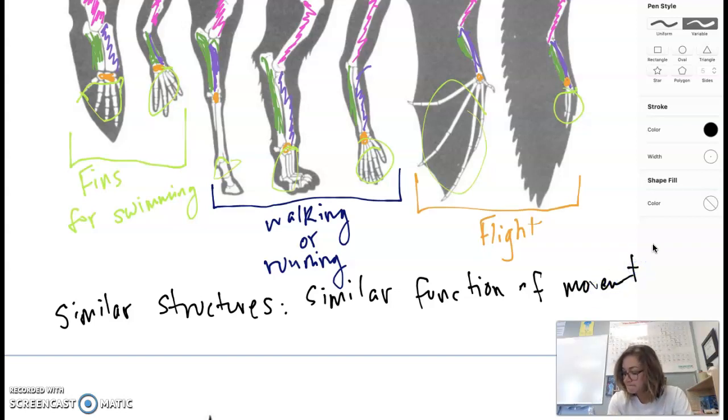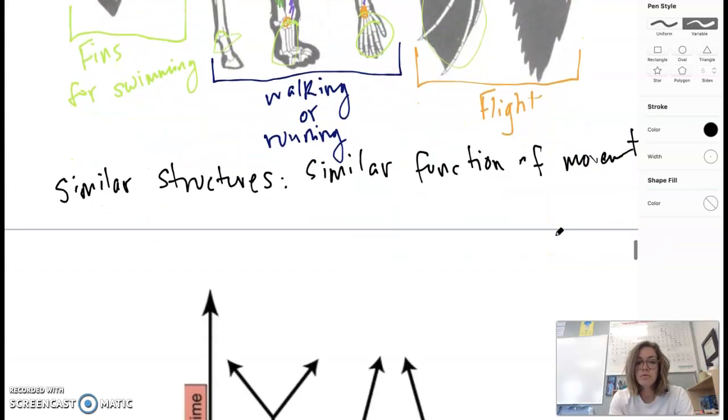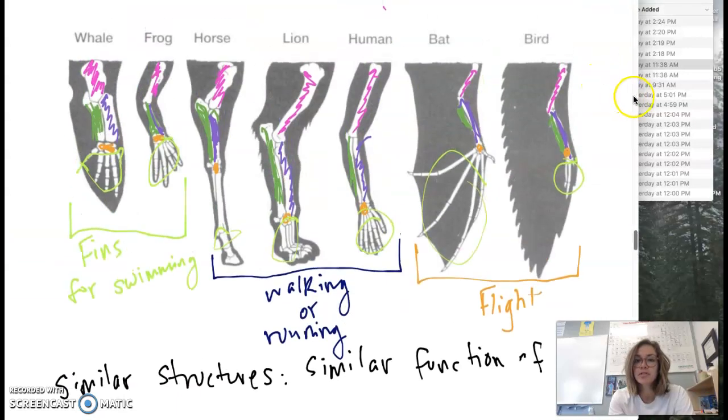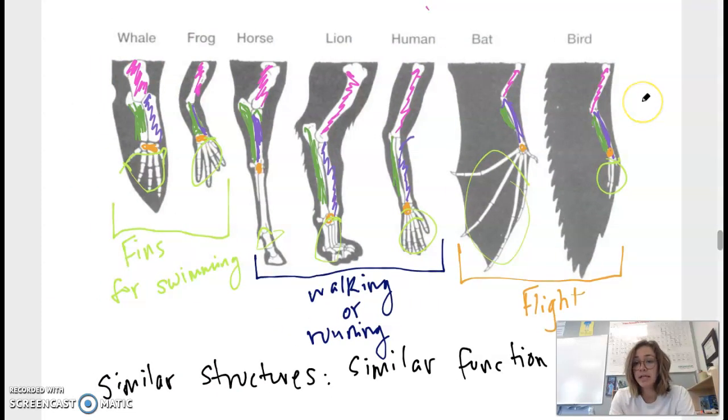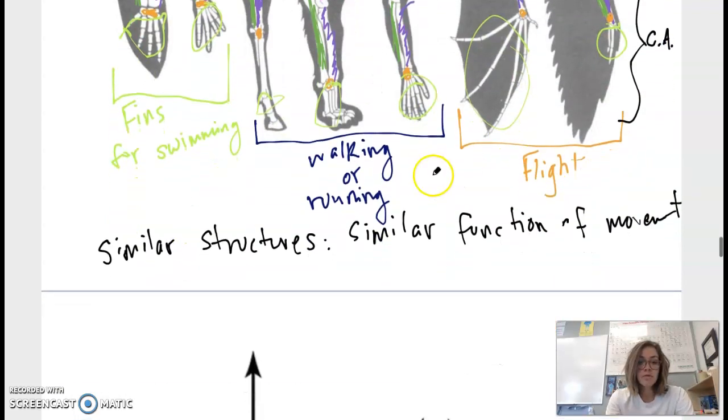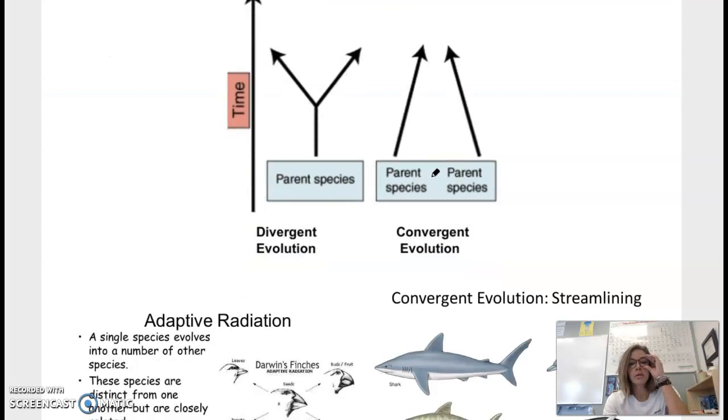Okay? And so we might expect with all of these different functions that they came from a different ancestor, but likely because they have these similar bone structures, it's likely that they came from that common ancestor. So if we look down here, I was talking earlier up here about divergent and convergent evolution.